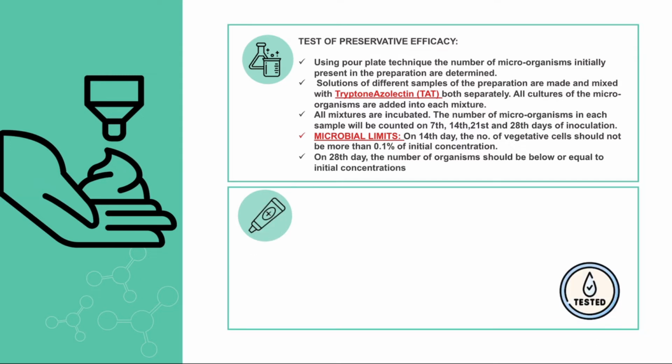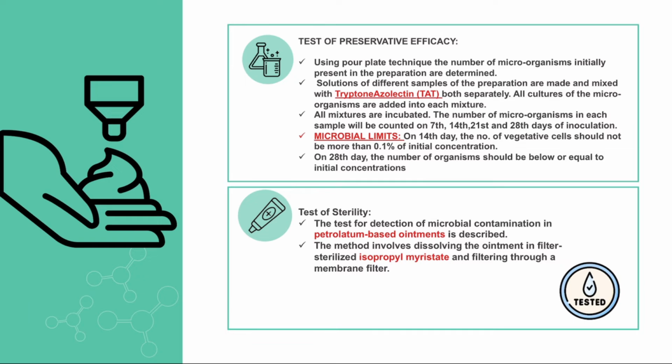The final test is the test of sterility. It is for detection of microbial contamination in ointment. The method involves dissolving the ointment in filter-sterilized isopropyl myristate and filtering through a membrane filter. So, most of the semi-solid preparations such as ointment and cream are applied to the skin or mucous membranes such as rectal, urethral, vaginal, nasal mucosa, and cornea.